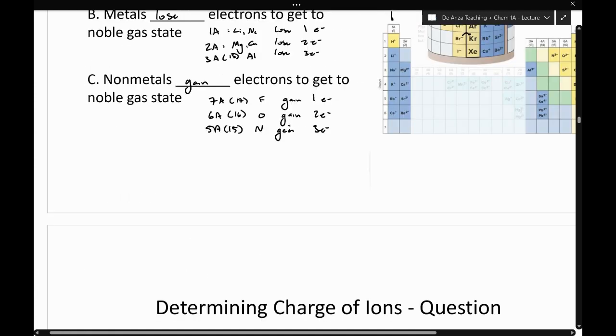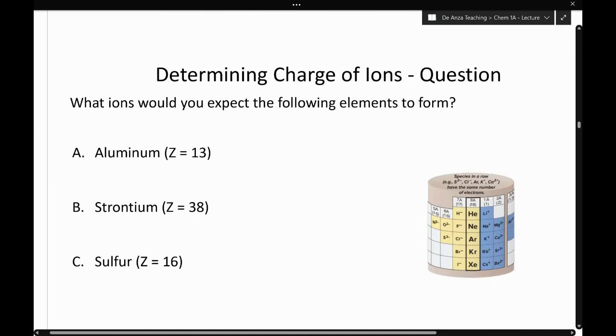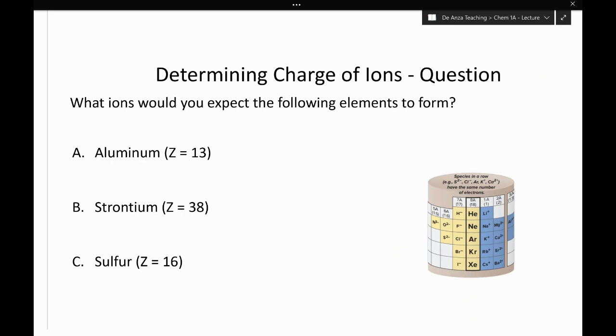Alrighty. And so what I'll have you all do is, utilizing that same basic framework, I want you to think about what charge each of these is likely to adopt. So I'll have you pause the video right now and determine what charge you'd expect each of these atoms to adopt. Okay? All right, welcome back.